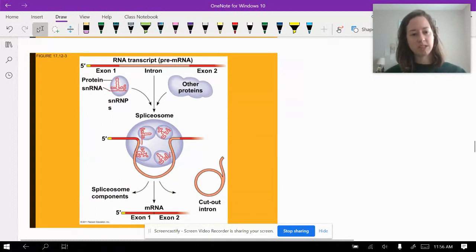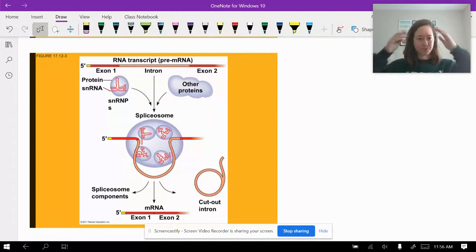And then here's what a spliceosome looks like. You have your SNRPs over there on the left and then some other proteins. They combine together into a bigger unit, and they're responsible for acting like little scissors, chopping out the introns and then sticking together the exons. And then the introns are just degraded by the cell using enzymes, and the mRNA is allowed to leave the nucleus.